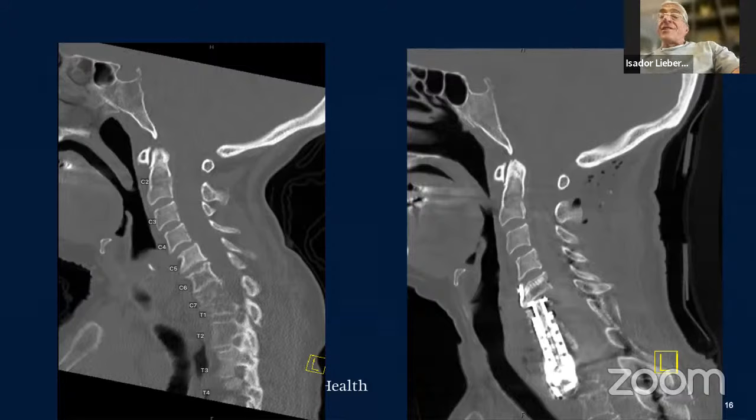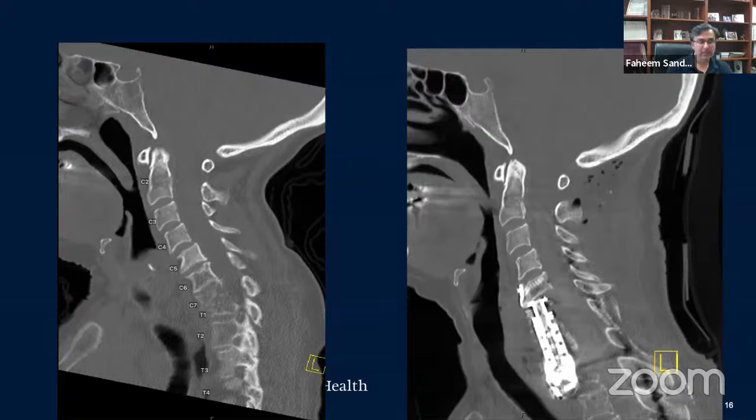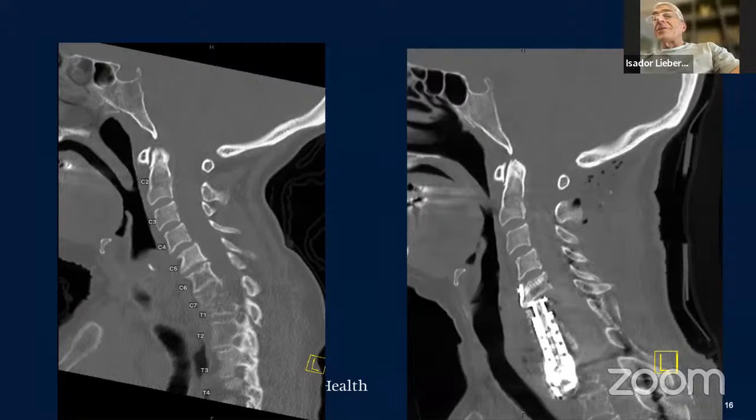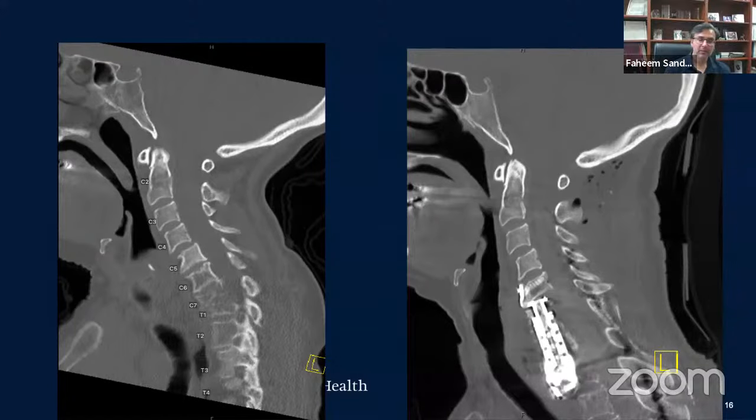And just for consideration, I know traditional techniques decompress from front, then stabilize from behind. But I've really found it beneficial to do the posterior first on these and then come back in the front, especially at the cervical thoracic junction. No, that's a great point, Izzy. And I think there are many reasons why that would be beneficial.